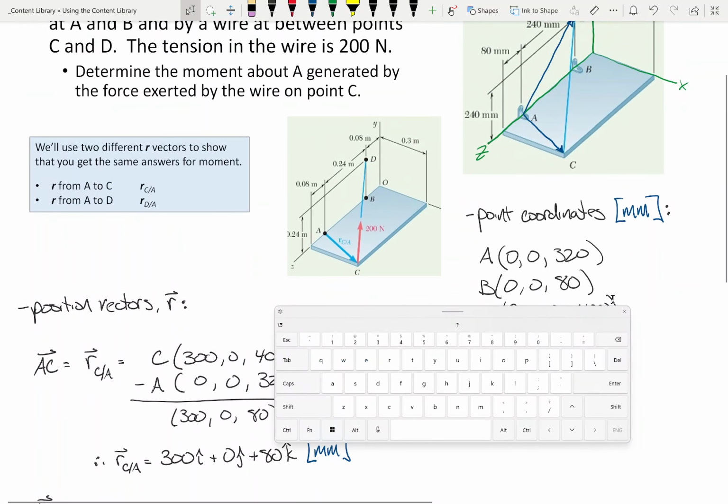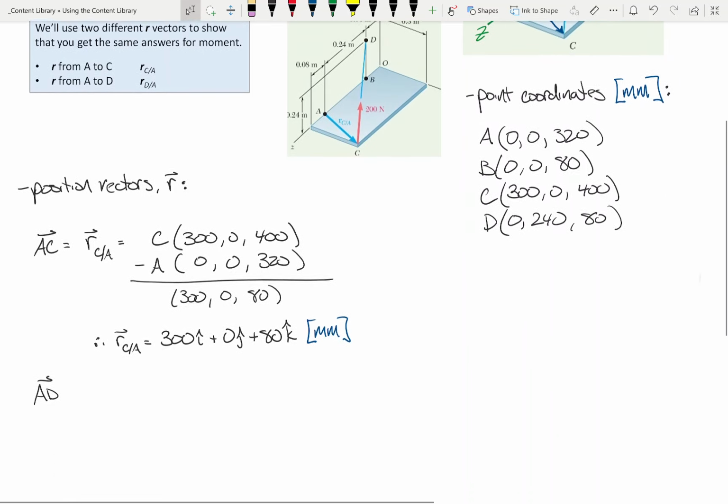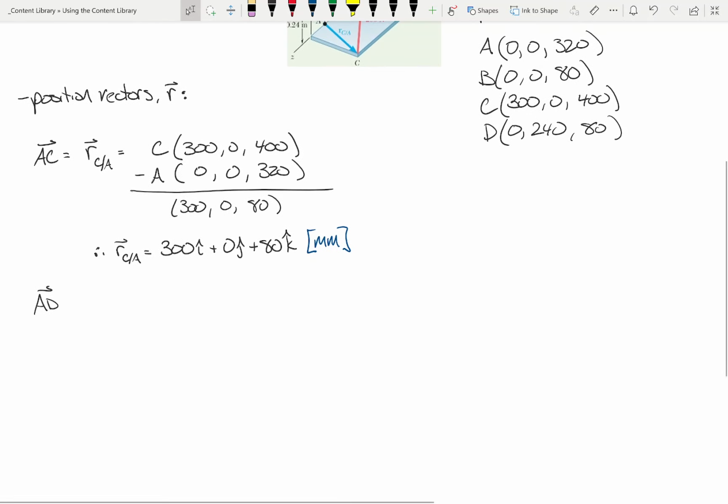How would you get from A to C? Go 300 in the X, nothing in the Y, 80 in the Z. Does that make sense? So it's another way of doing it. And I'm doing it this way because I want to connect it to this new C/A notation.